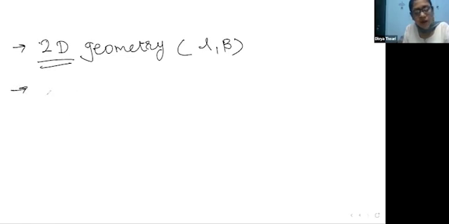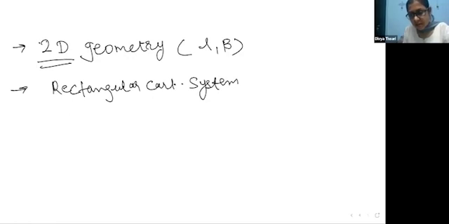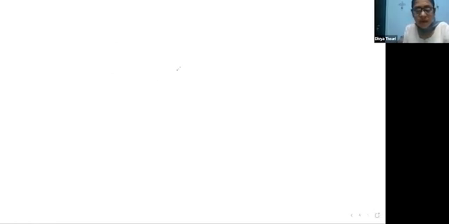Okay, so now in your algebra we will be using only the rectangular Cartesian system. So what is this rectangular Cartesian system? We all know that in childhood classes we have seen graphs and we have located things. So let's just see it once again.